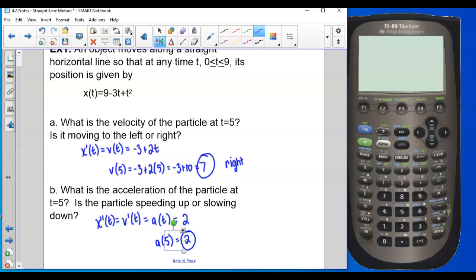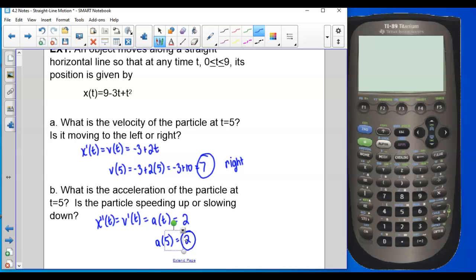But it wants to know if the particle is speeding up or slowing down. And so a lot of times students want to automatically say if acceleration is positive, you're speeding up. If acceleration is negative, you're slowing down, which seems to make sense. However, it is not the case.